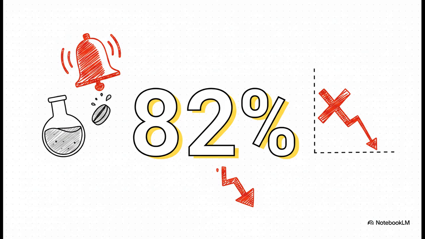Just imagine the absolute shock in the lab when the assay for a pharmaceutical tablet comes back at a dismal 82%. I mean, the acceptable limit is strictly 95 to 105%. So an 82% result isn't just a tiny miss. It is a massive glaring alarm bell that something is fundamentally wrong with that medication.